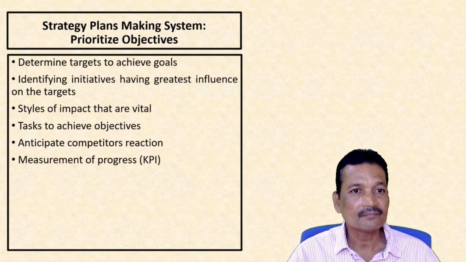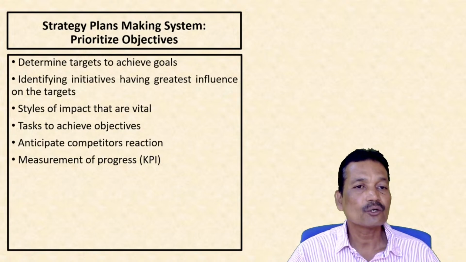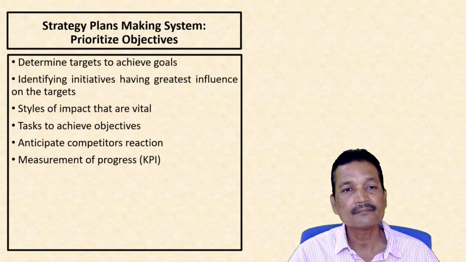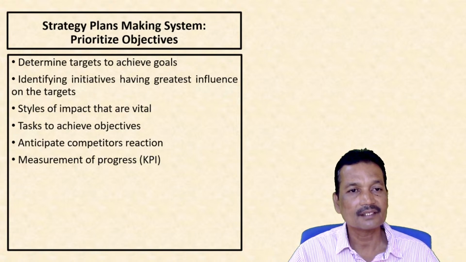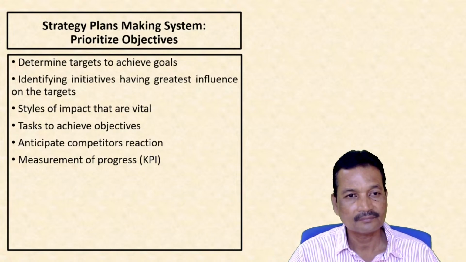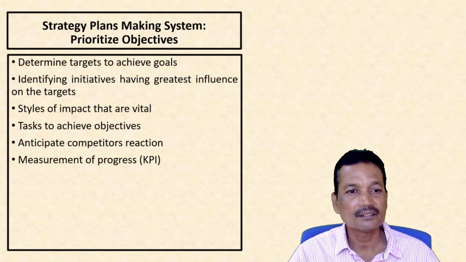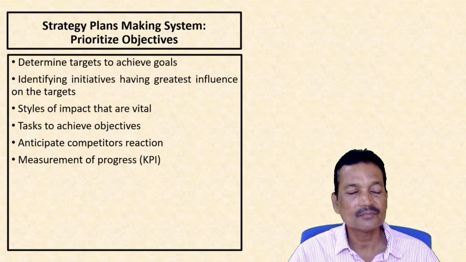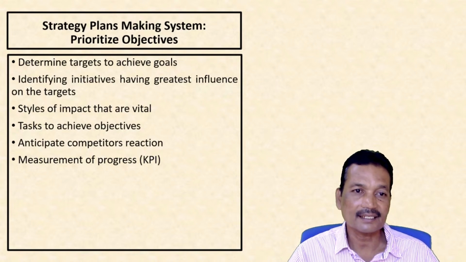Now here, as we are saying, while making the plans, we should always prioritize objectives. That means our main focus should always be on the objectives. The plans should be made in such a way that, whatever position we are, we should prioritize the objectives. So here we determine first the targets to achieve goals of the organization. We fix the targets, we specify the times. In what time we are going to achieve the targets, and what is the target that is to be achieved.